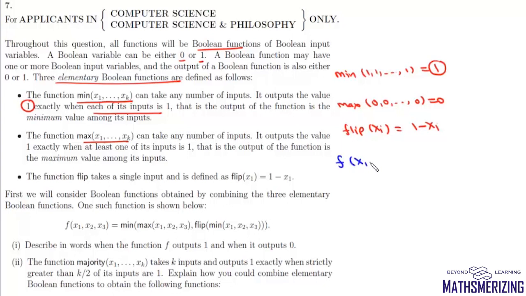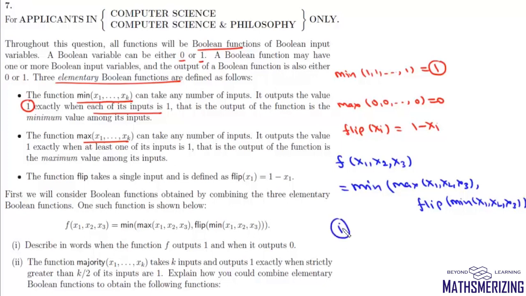f of x1, x2, x3. It is defined as minimum of max of x1, x2, x3 and flip of minimum of x1, x2 and x3. Now the first part is to describe in words when the function outputs 1 and when it outputs 0.